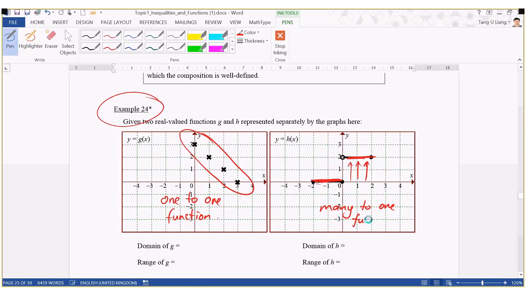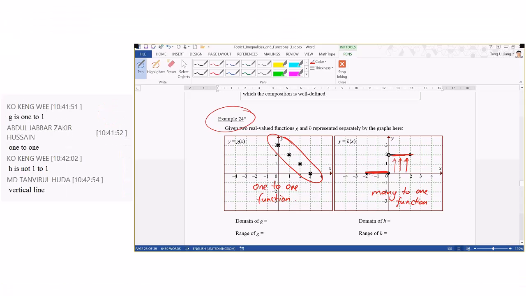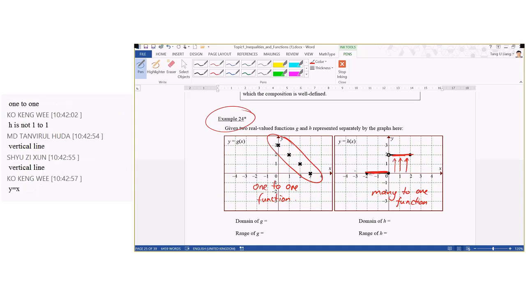So guys, can you suggest to me another example of a many to one function? Can you suggest another formula or something? The line y equals to x. Y equals to x looks something like this, a diagonal line. But isn't this every output has one input mapping to it? So only one input maps.